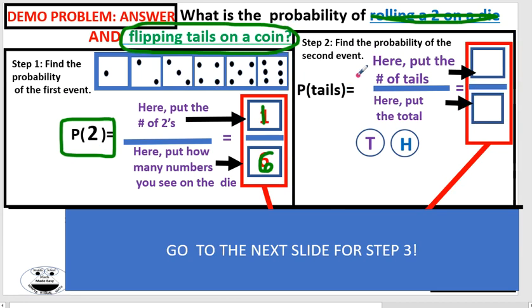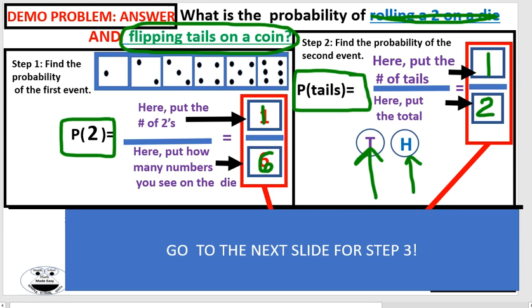Remember, you're going to see this type of notation and symbols used. This P of tails means find the probability of flipping tails on a coin. Here we put how many tails there are, and you can see with your eyes, there is 1. The total number of possible things you can get when you flip a coin is either tails or heads, 1, 2. So there are 2 possible options. The probability of flipping tails on a coin is 1/2.